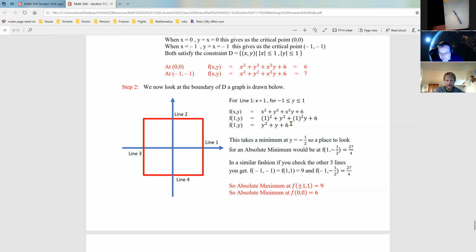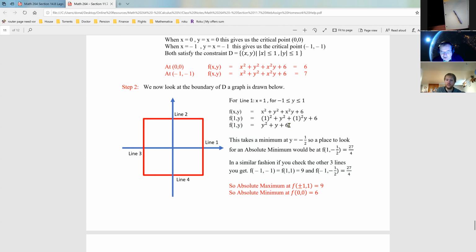And I can tell you, because I know basically enough about quadratics in the world, that that's going to happen at y equals -1/2. And can you tell why that is? Do you notice that that's going to be a quadratic, and therefore the vertex is going to be the minimum location?